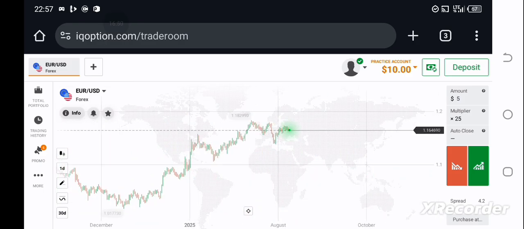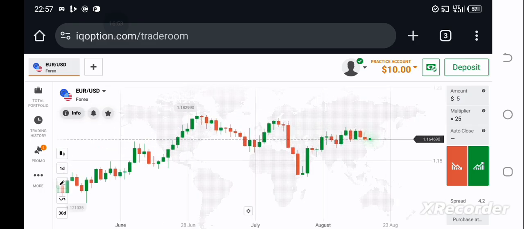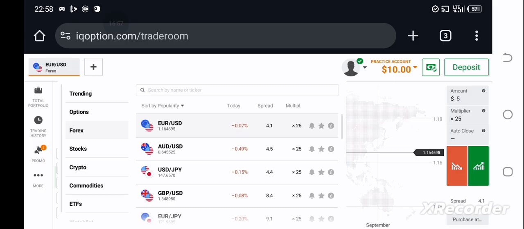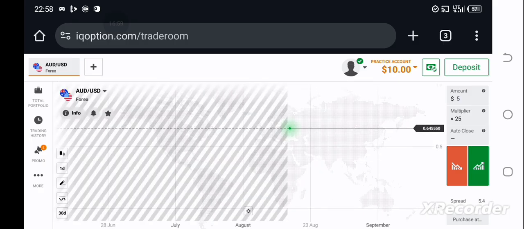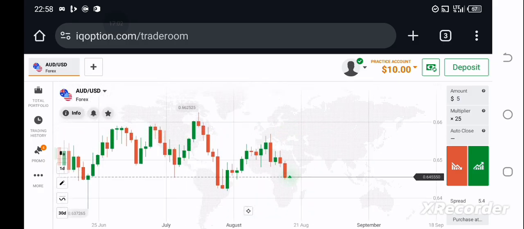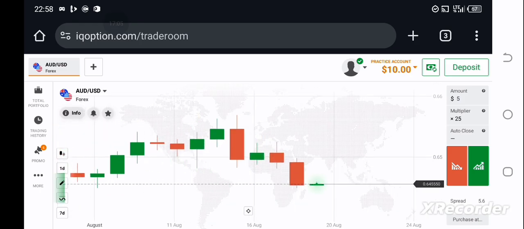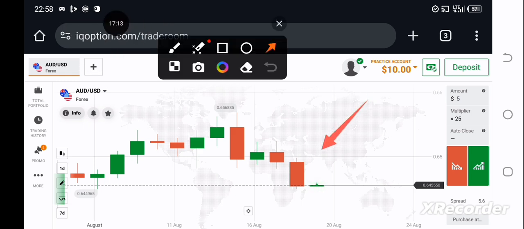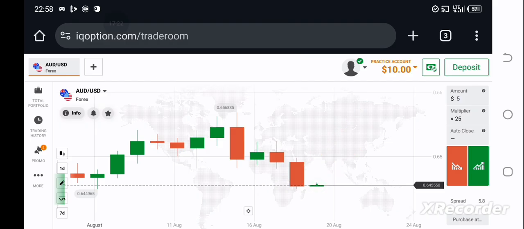So, still on the analysis, let me go back and see if I can find the previous pair that I checked so that I can use it. I think that was the best one I saw. That is AUD USD. Looking at this last candlestick that just formed, this was the last candlestick, this is the next candlestick, and this was the previous day's candle.